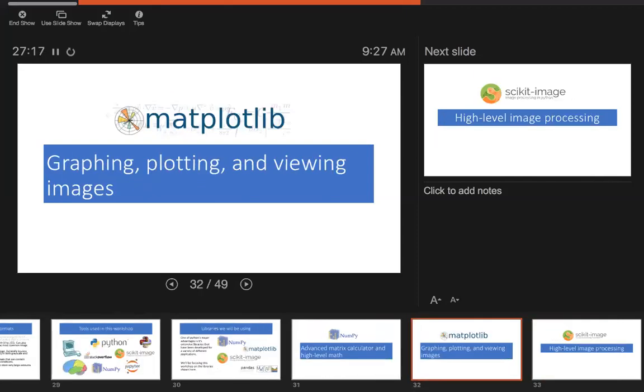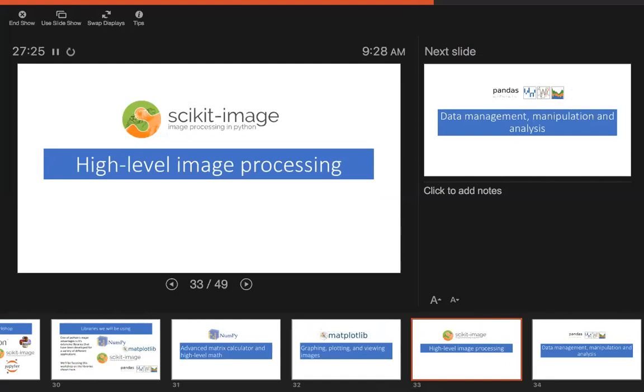We're going to be working with matplotlib, which is a graphing, plotting, and viewing package. So this is how we're going to be presenting all of our results, right? We're going to be working with scikit-image, which is this high-level image processing. So when I say high level, do you know what I mean?